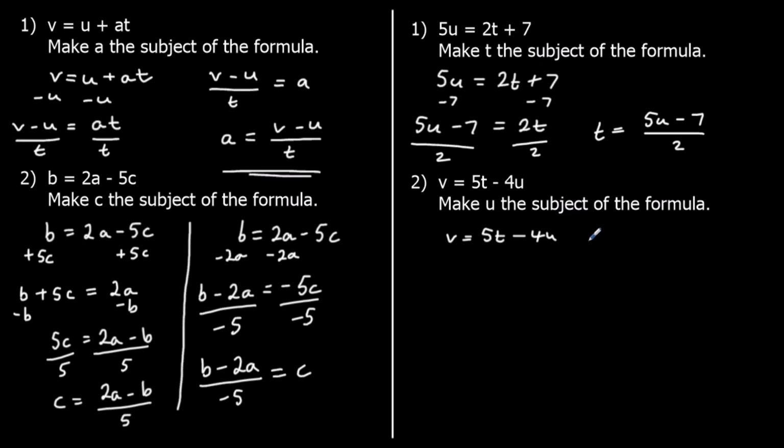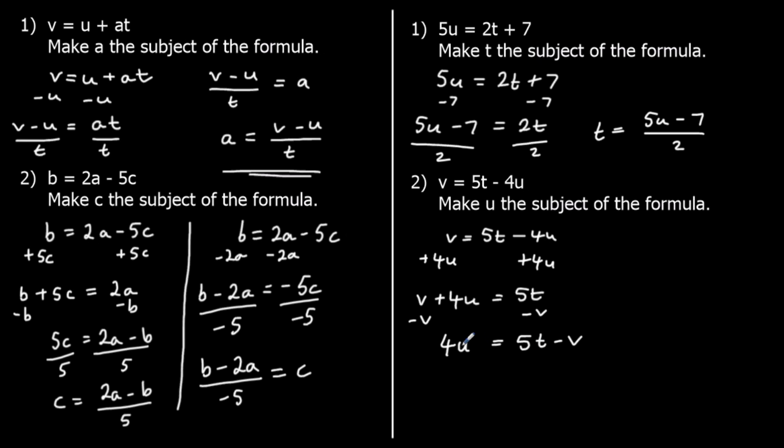So I'm going to start again, as I did previously, by making the u term positive. So I'm going to plus 4u to both sides. So that's v plus 4u equals 5t. Then I want u by itself, so I'm going to get rid of v. I'm going to subtract v from both sides. So 4u equals 5t minus v.